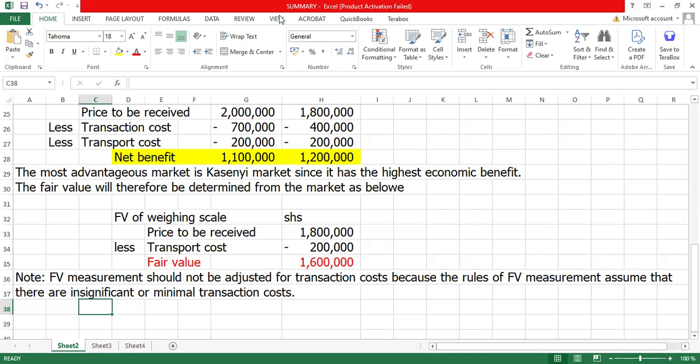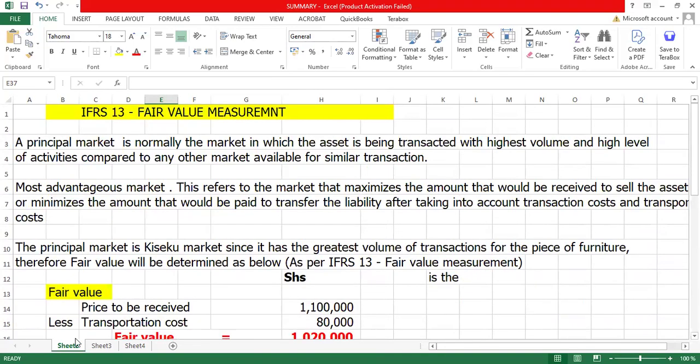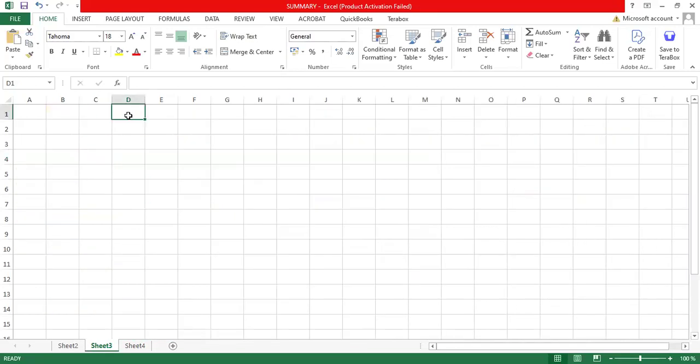Okay, that's all about the standard. If you're to look for fair value, read the theory. Any question about this? Okay, let's go to another standard.